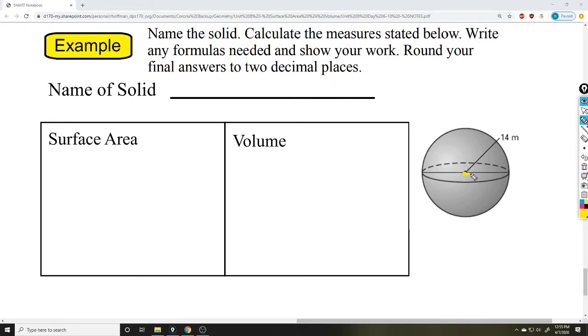Here's our example. The only thing you need to know is the radius. Well, the radius is the distance from the center out to here. Again, just like we did with the cylinders, be careful, this is a diameter. This is all the way across being 14. So the radius is actually 7. R is going to be 7. So anytime you use the radius, that's going to be 7. This is a sphere.